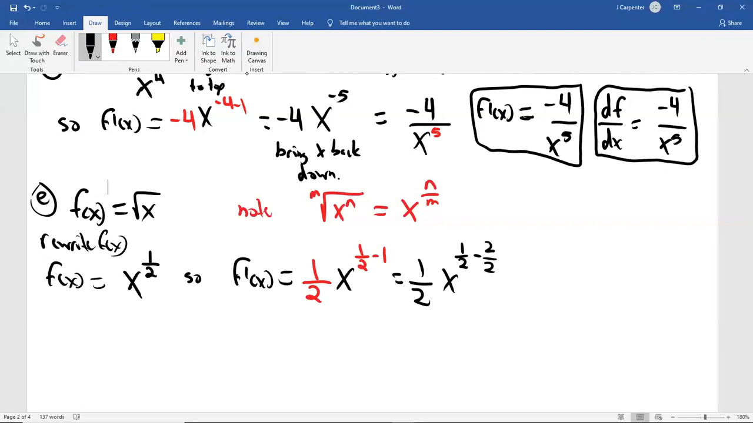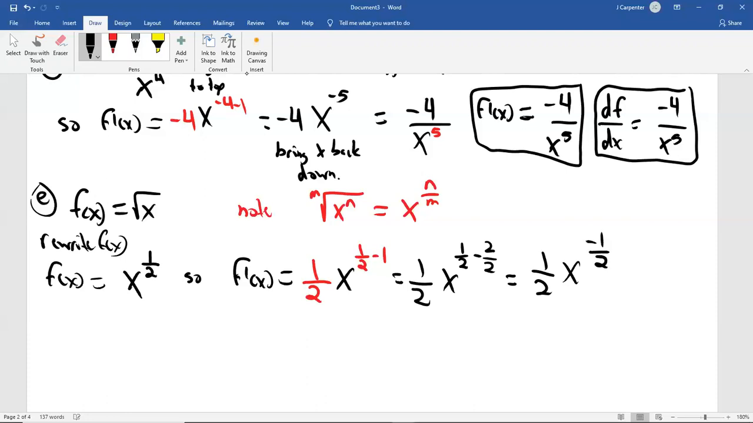Again, 1 is the same thing as any number over itself. The common denominator needed is 2, so I made it 2 over 2. I could write that 1 as 3 over 3 or 5 over 5 or 9 over 9, but that would not be convenient. Equals 1/2 x to the 1 minus 2 is -1, so the top's a -1.